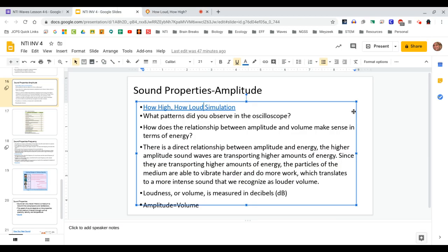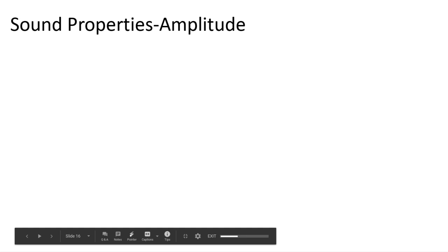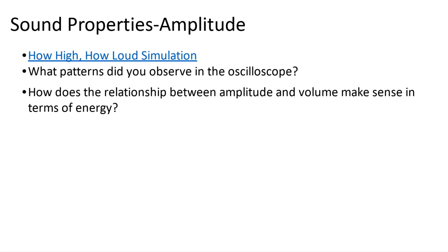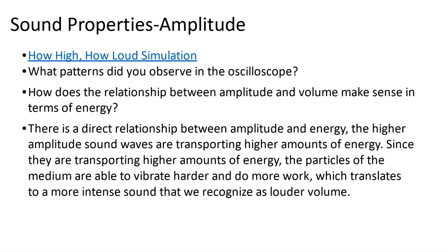And so what pattern do you observe in the oscilloscope? Well, you should see that in that graph the amplitude changed because my volume changed. And so this tells us something about the relationship between amplitude and volume. There's a direct relationship. The higher the amplitude means it's transporting a higher amount of energy. And since they're transporting higher amounts of energy, the particles of the medium are able to vibrate harder and do more work, which translates to a more intense sound that we recognize as a louder volume.